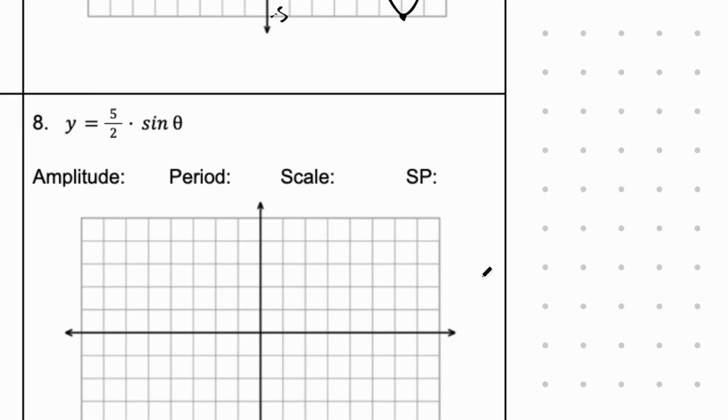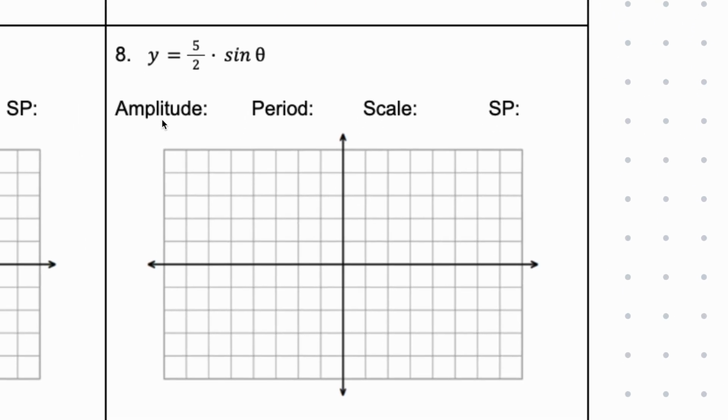Okay. Let's move on to 8. Our amplitude is our A value, 5 over 2. Period. Our B value is 1, so it's 2 pi over 1. It's just going to be 2 pi. Our scale is going to be 2 pi divided by 4, our period divided by 4. So we're going to get pi over 2.